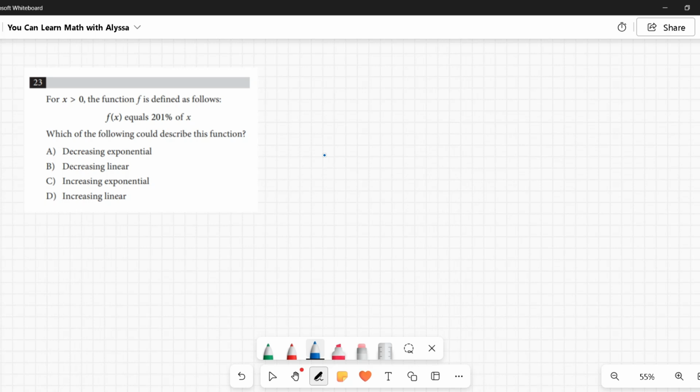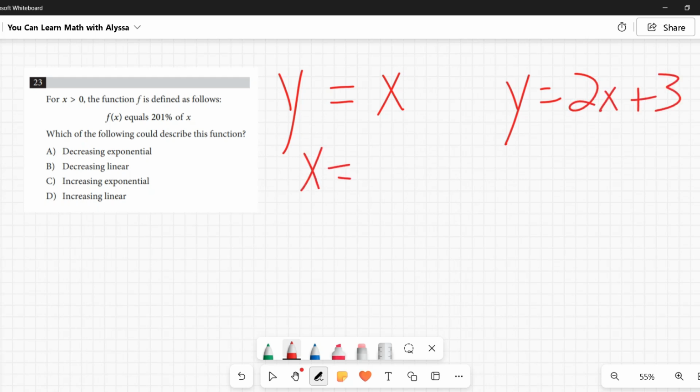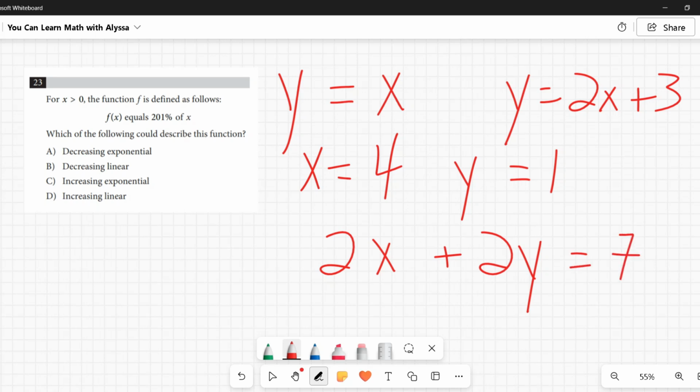Always. So it's really good to know the difference between these functions and be able to identify them, either through their graph or through their equation. So exponentials and linears. Linears are when we have, like, y equals x, y equals 2x plus 3, x equals 4, y equals 1, 2x plus 2y equals 7. These are the most common forms that you're going to see.